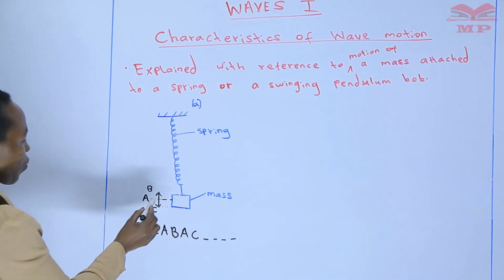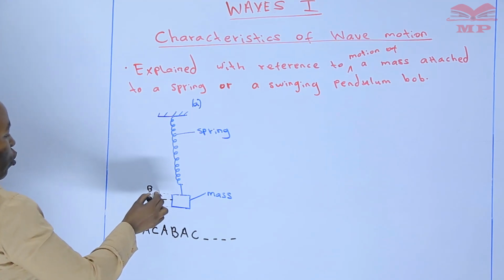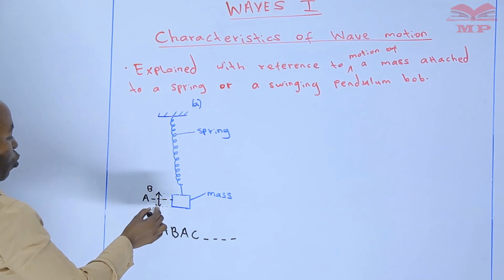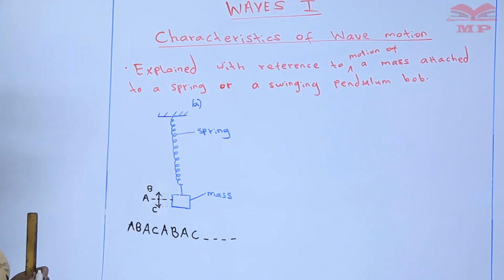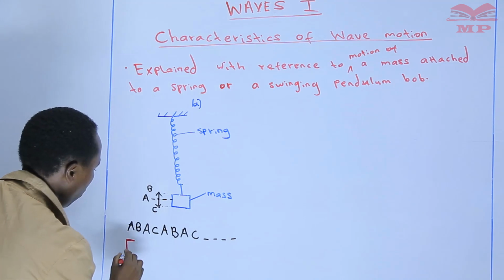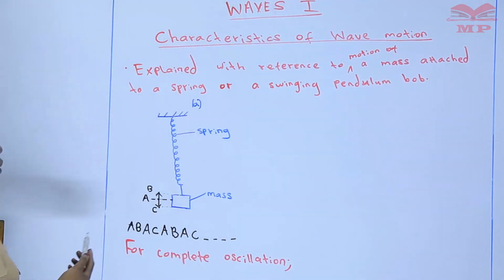So if it moves from point A, moves to B, through A again, back to C, and then to A, then we'll say that that is a complete oscillation. So we can say for a complete oscillation, we are going to have the following.